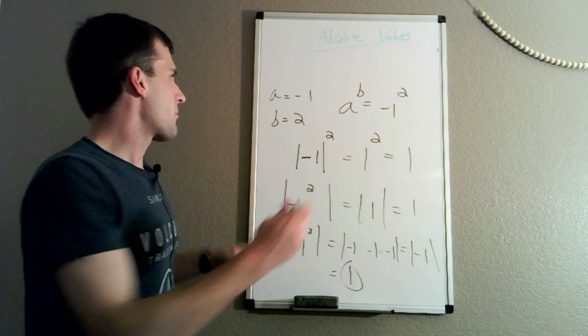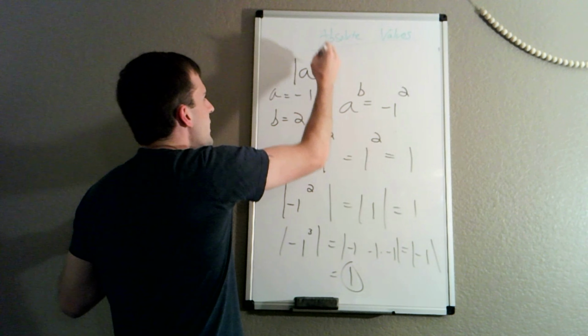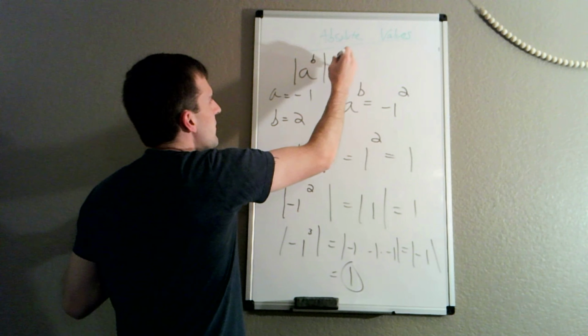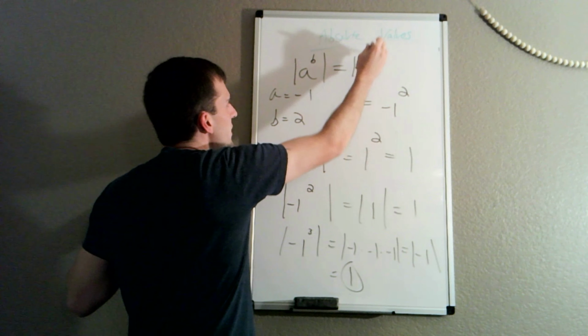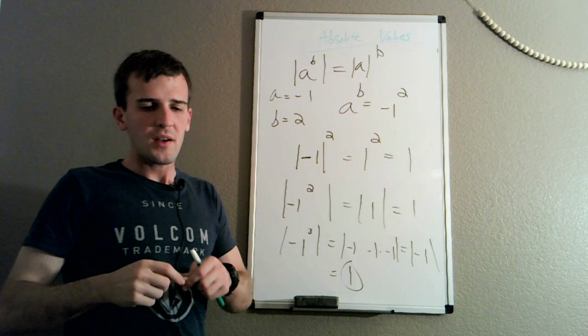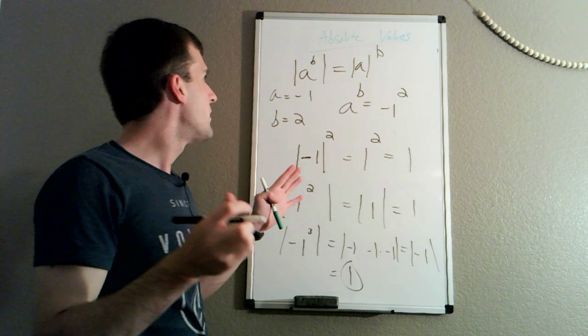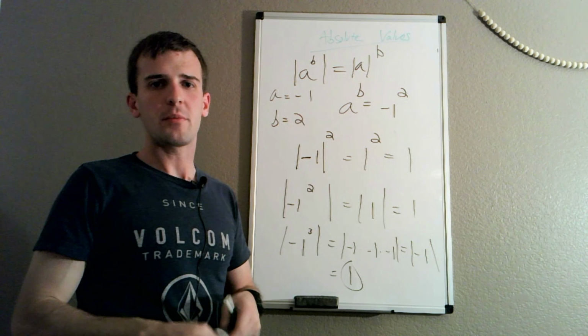So this is the general rule here to sum all of this up. The absolute value of a raised to the power of b is equal to the absolute value of a raised to the power of b. So you can move the absolute values in and out of the exponent, and it's still going to be true.